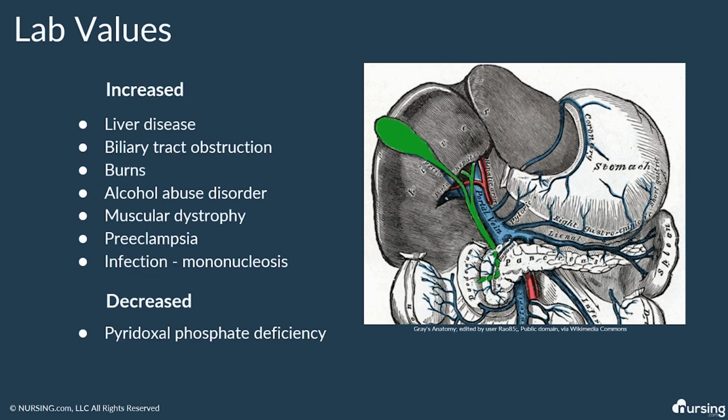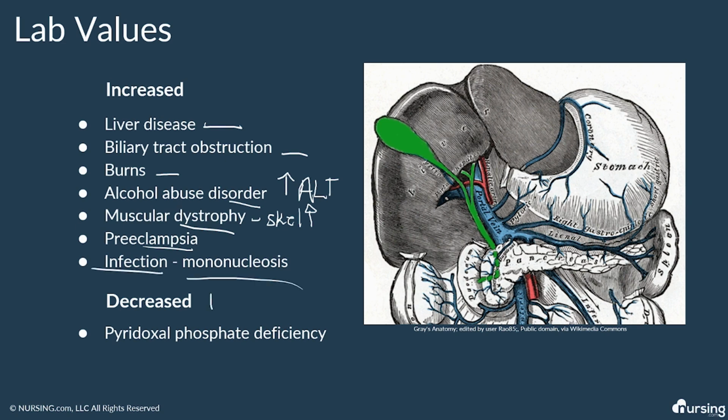Lab values will be increased in the case of liver disease or when there's biliary tract obstruction. Major tissue damage, like the case of burns, will also increase this lab value. Those suffering from alcohol abuse disorder will also have elevated liver enzymes. Muscular dystrophy comes into play because remember how we talked about how skeletal muscle produces ALT? Preeclamptic patients will also have an elevation in this lab, as well as those that have an infection from mononucleosis.